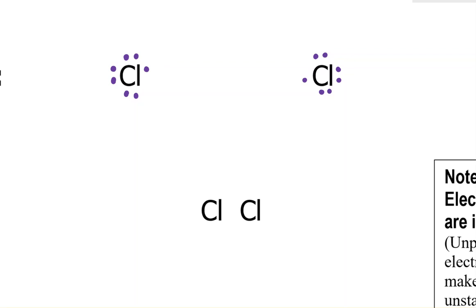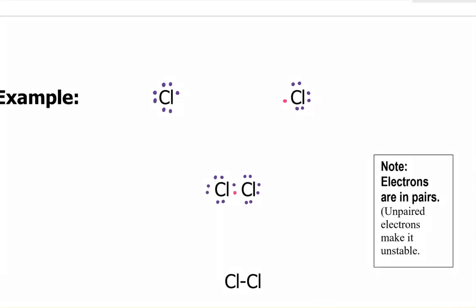I wish I had used a different color. I'm going to use a pink here just to make it so we can see what's going on. So, of course, they each have 7, and so what happens is they come together. Okay, and now they each have 8. So those two, these two, are the shared pair.